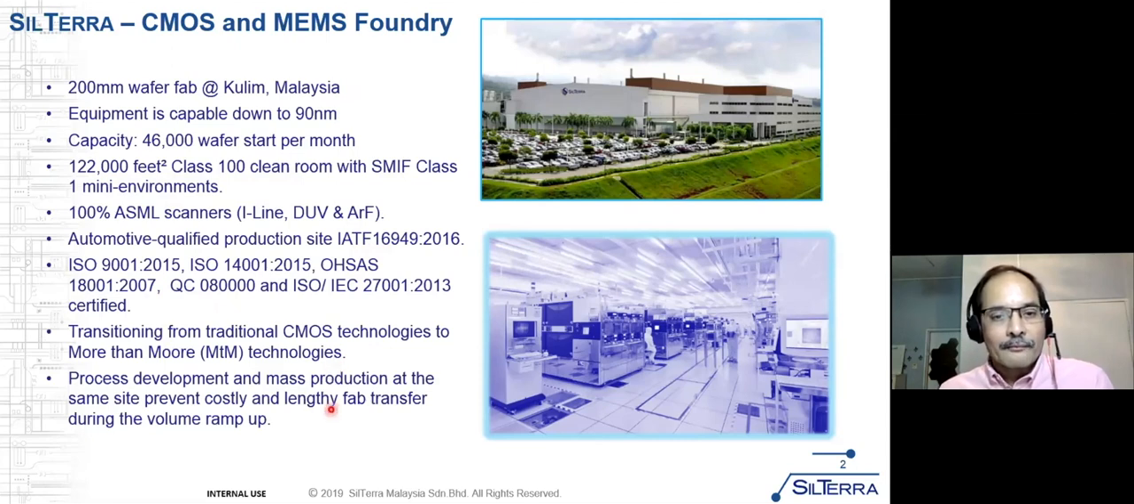Over the last 20 years, as I mentioned, we have primarily been a CMOS technology fab, but over the last 4 to 5 years we have put in a concentrated effort to look into more technologies, primarily MEMS and photonics. One of the key advantages for our customers in working with us is that both process development and mask production are at the same site, which prevents costly and lengthy fab transfers during the volume ramp up.